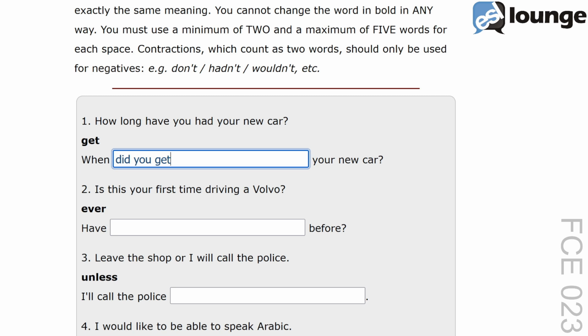The transformation uses the past simple tense to indicate the time when the action happened. Did you get changes the question from present perfect to past simple while maintaining the original meaning. Another example would be, when did Catherine buy her new house?